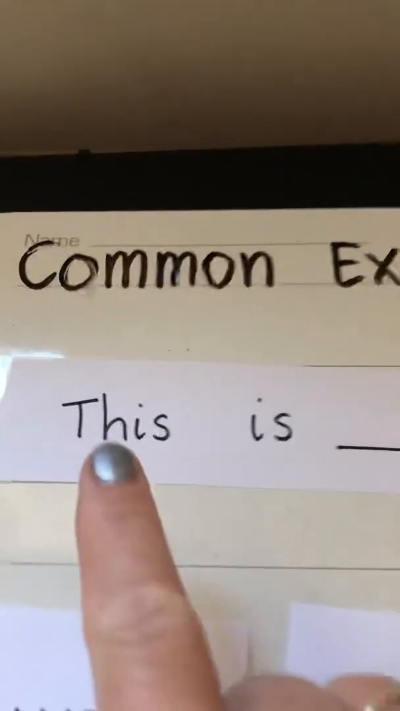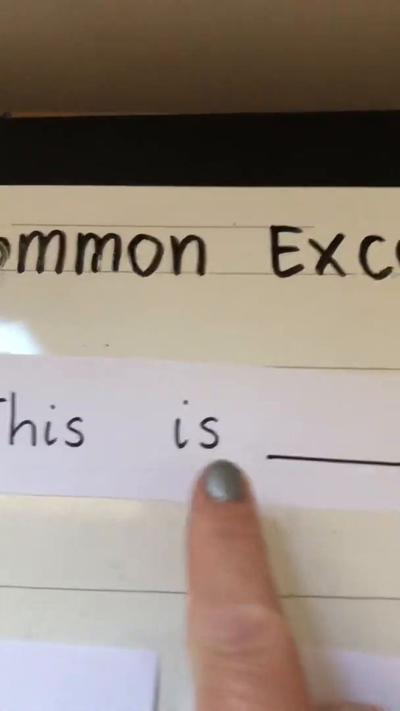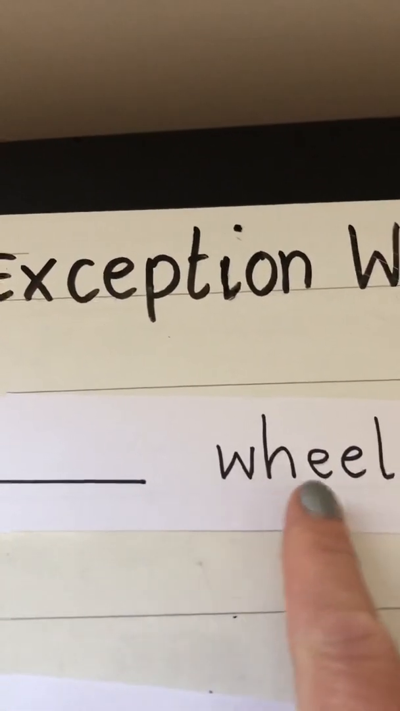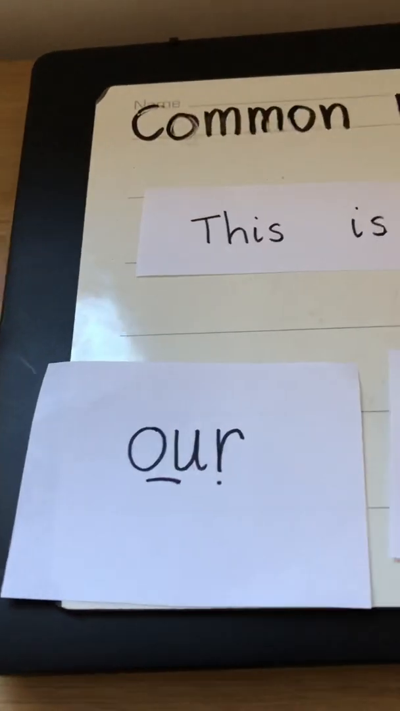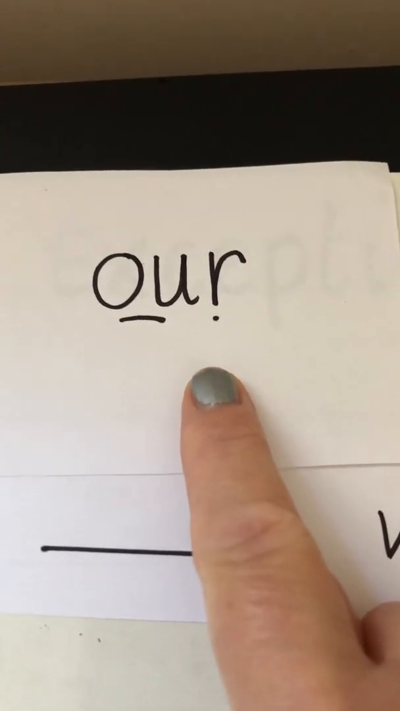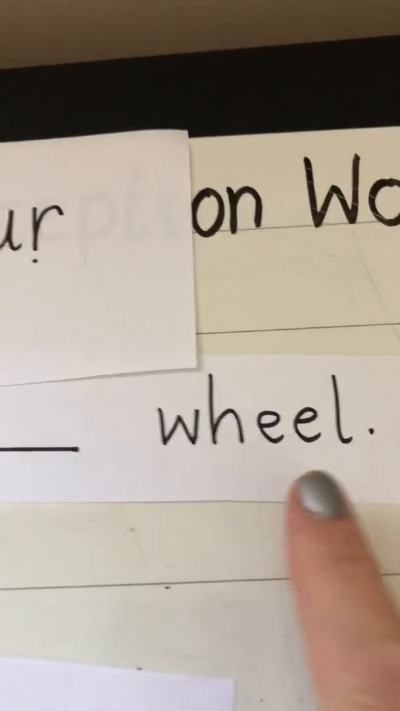Missing word there. This is wheel. There's that W sound you've learned before. So which of these common exception words would fit there? Don't think it's that one now because we've used that one. Which do you think? I'm going to try this one to start with. This is our wheel. That would make sense. This is our wheel.